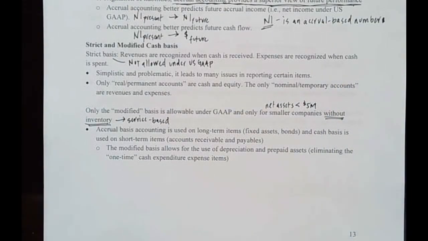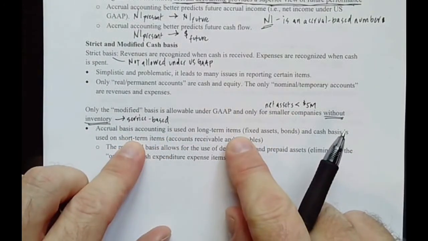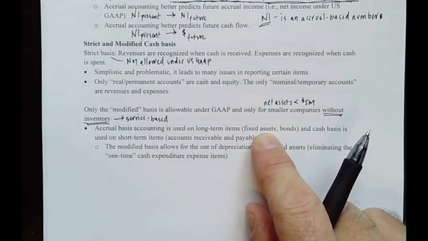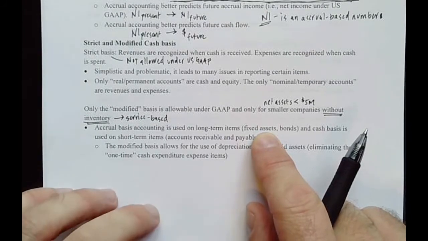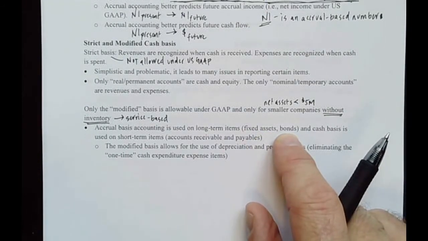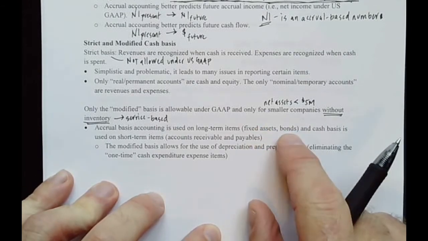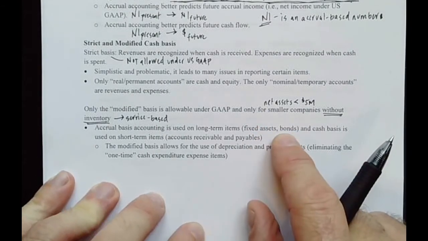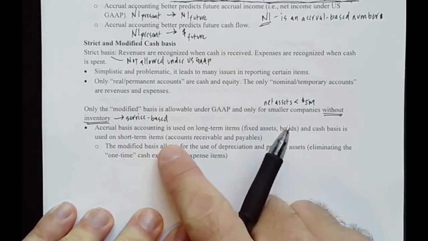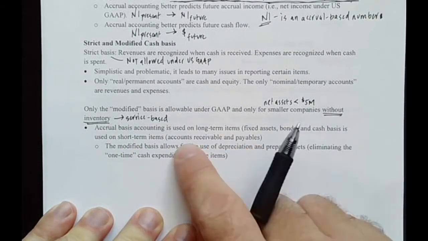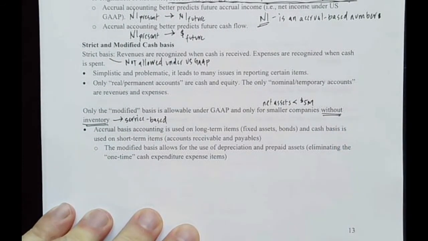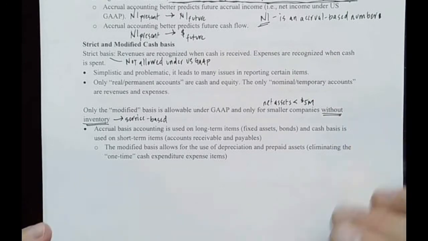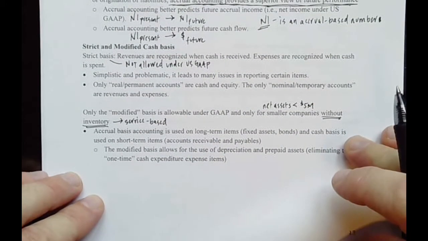You practice accrual basis accounting for long-term items, any fixed assets that the company owns, like furnishings, computers, equipment. So if you borrow money, if you take out a loan, those things would be recorded as they are under an accrual system. And then cash basis is used on short-term items like accounts receivable, accounts payable. Those are just cash basis accounting. We don't worry about having cash and revenues, expenses deviate when it is a short-term item.